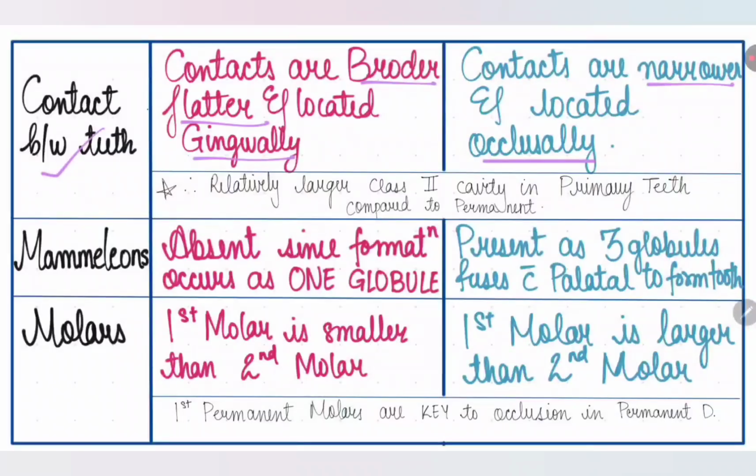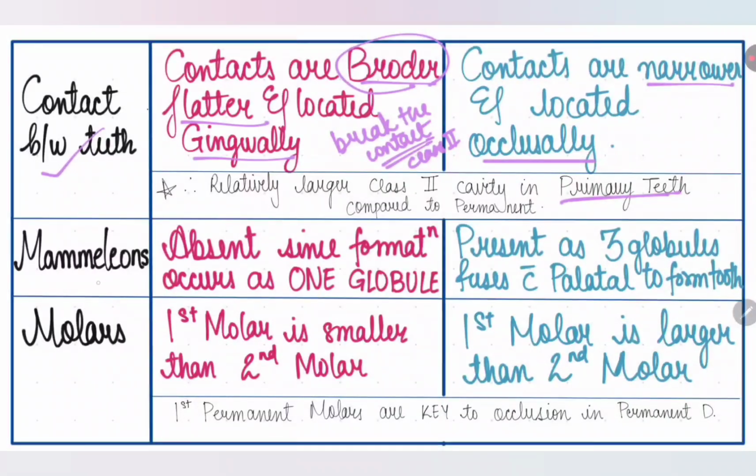Now, what happens due to these contact points? The clinical significance is that a relatively larger class 2 cavity can be prepared in primary teeth compared to the permanent teeth. Basically, since the contacts are broader, and in a class 2 cavity we have to break the contact, do we remember that? Break the contact in class 2 cavities. Since the contact area is broader in primary teeth, the class 2 cavity prepared in primary teeth is larger compared to the permanent teeth, right?